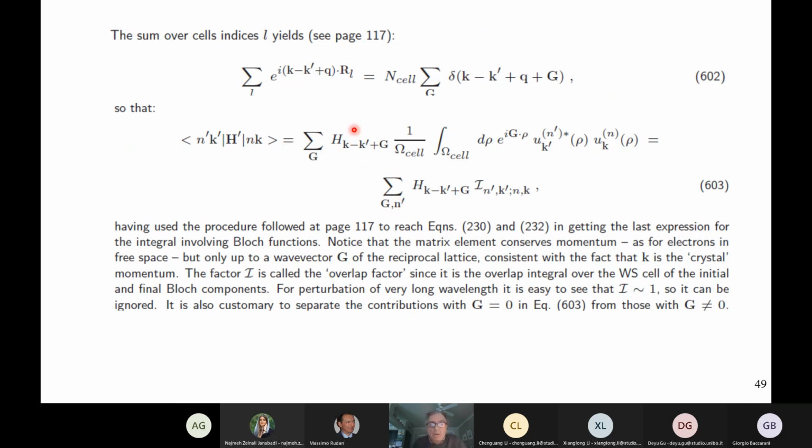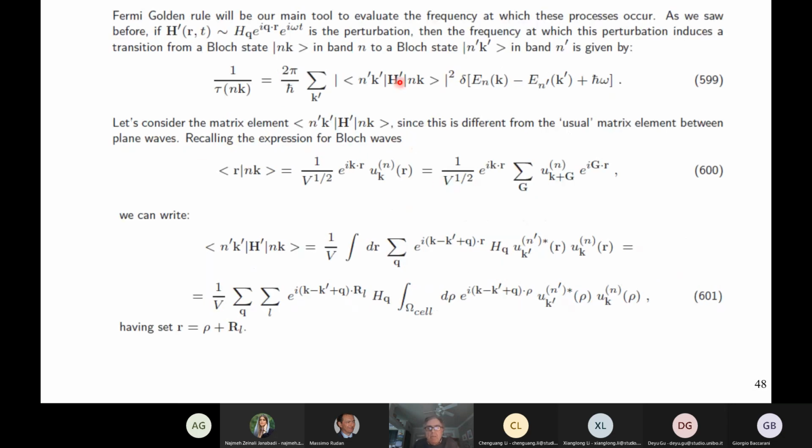I will do it later in the Fermi golden rule. So it's just the Fourier component of the Hamiltonian as I would have in free space, except that I have this annoying sum over G vectors because of the periodicity of the crystal, the form of the Bloch function. And then I have what I call an overlap integral. It's the Fourier components of an integral, if you wish, this depends on G as well, of the periodic components of the Bloch function.